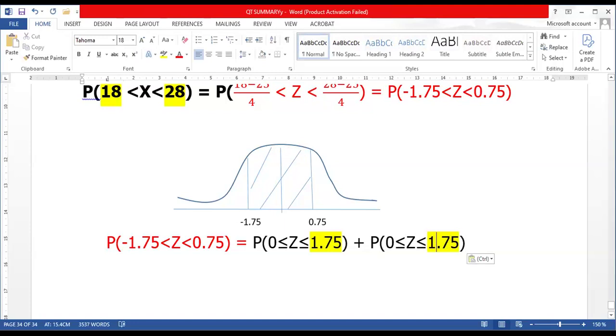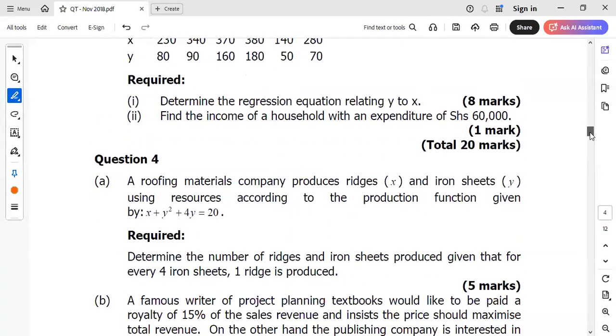So here I put 0. I need from this one to here. We read these from the table. Already we have this one, so I don't need to go back again. You can just put, this was 0.4599. Then we add. Let's go back to the table and see the probability of 0.75.